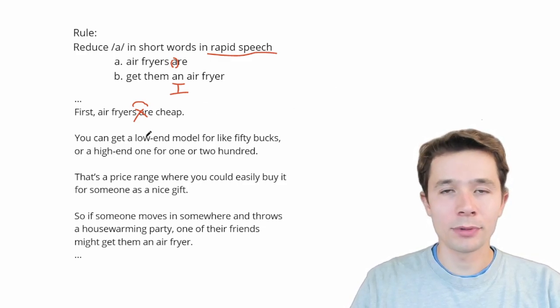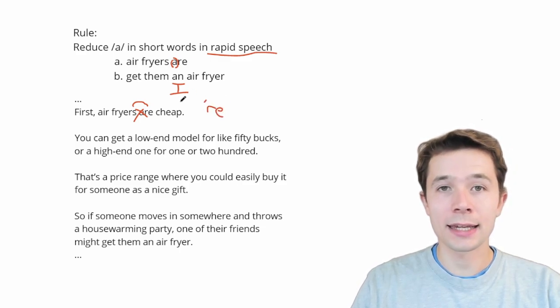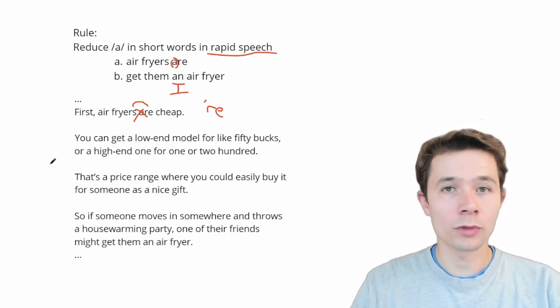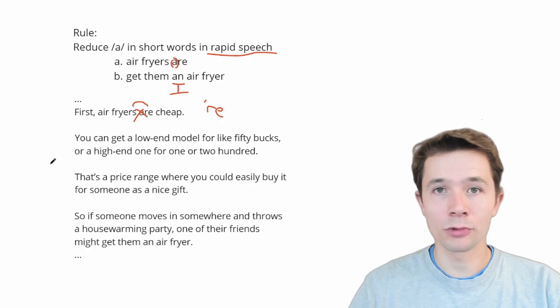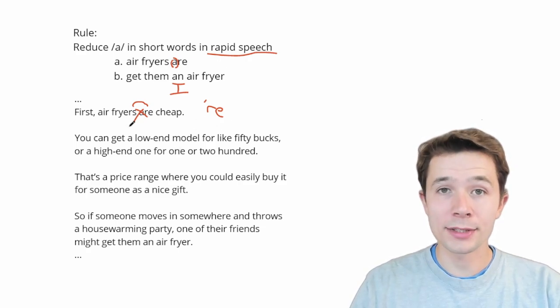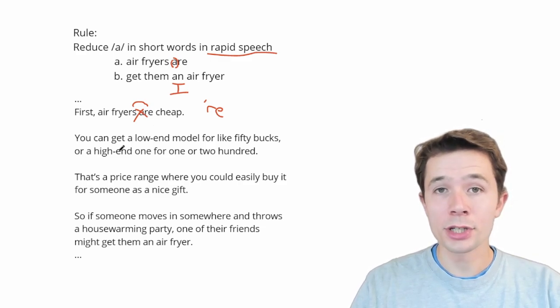You see a lot of people sometimes write apostrophe re to show that this vowel is taken out, but this is actually not standard for American English. We don't write like this when we follow the American rules of English writing. It seems a little bit unusual. So even though we say it, we always write A-R-E. First, air fryers are cheap.